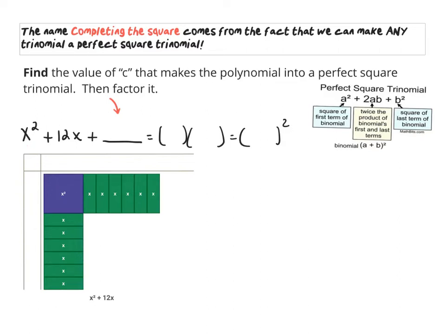And what I've already done is grouped those 12 x's into 2 groups of 6, because we can see again from our pattern before that the middle term should be doubled, so 2 groups of 6 would make 12. Now what we need to figure out is what tiles would I put here to complete the square.